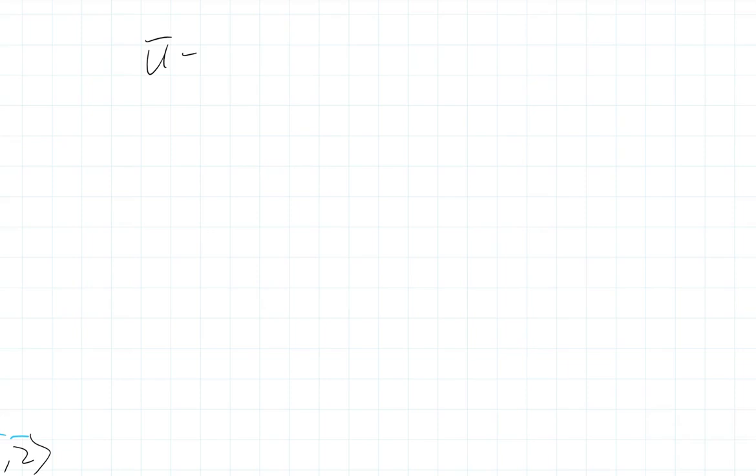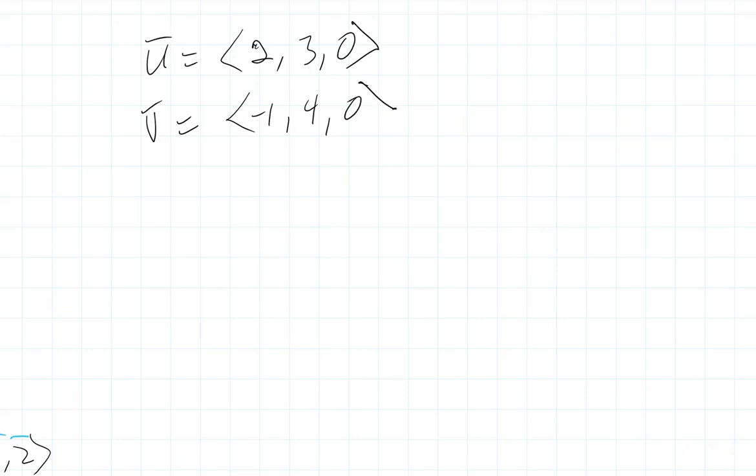So suppose that U is, I don't know, 2, 3, 0, and V is -1, 4, 0. Okay. So notice that this is in 2 space, all right? The z coordinate is 0 in both of them. So this is just in the xy plane. These are both in the xy plane.